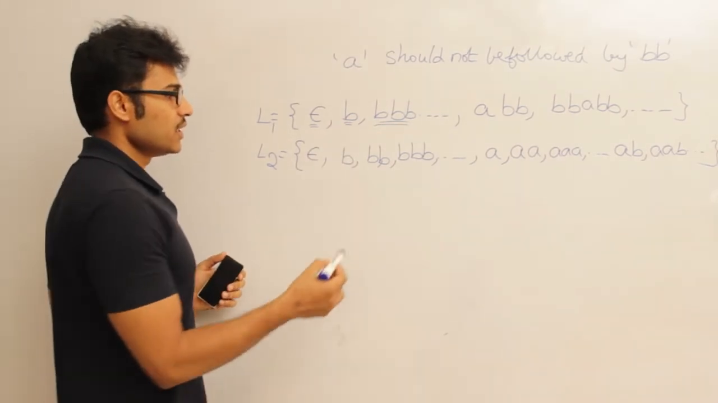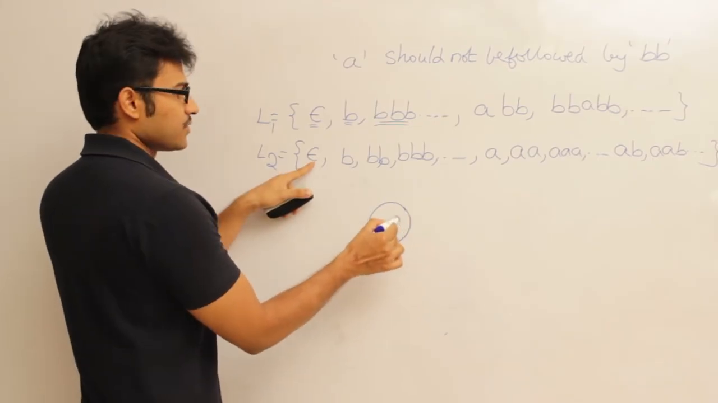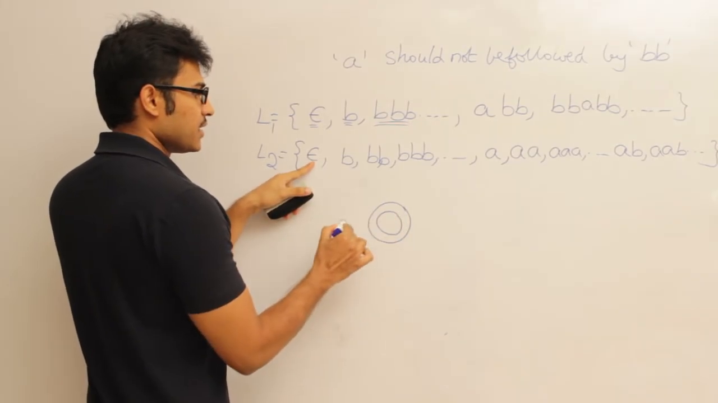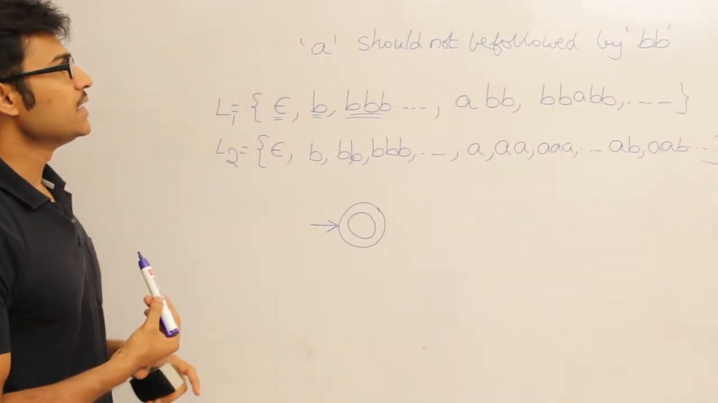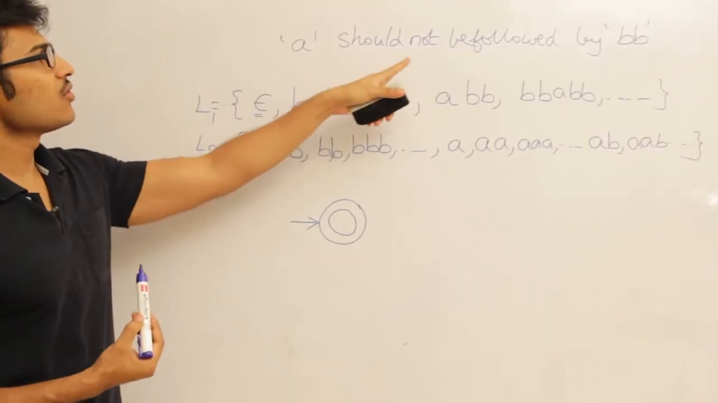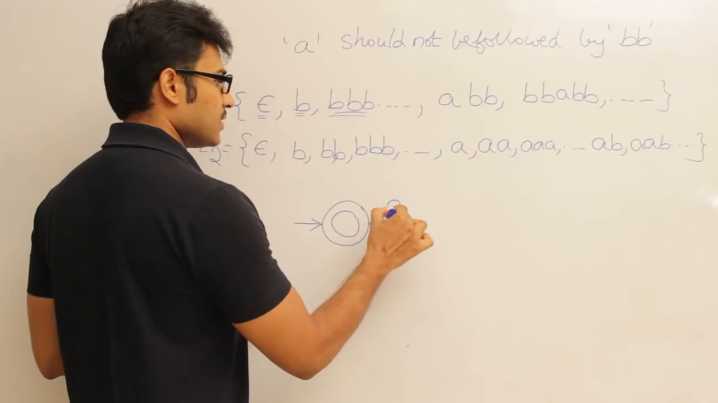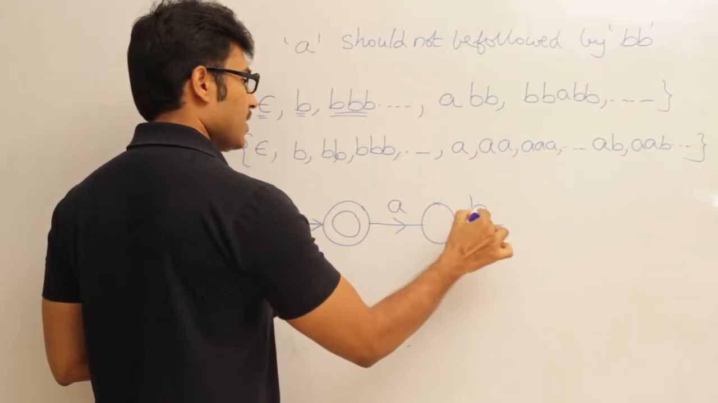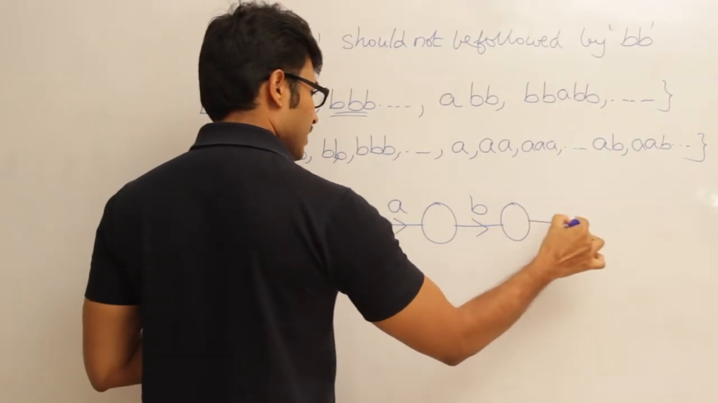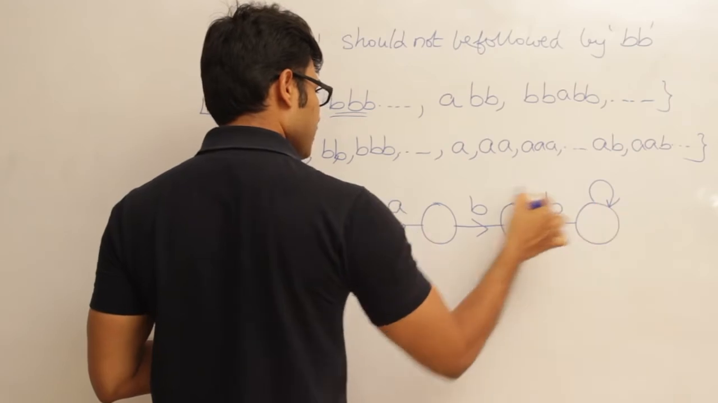So we have to again do the DFA. Fine. So first thing is I have to accept the epsilon. Therefore, initial state equals final state. And in order to solve this, we have a key. The key is if A is followed by BB, I should not accept it. If there is a single A, I'll accept it. If there is AB, I'll accept it. But if it is followed by one more B, I will not accept it.